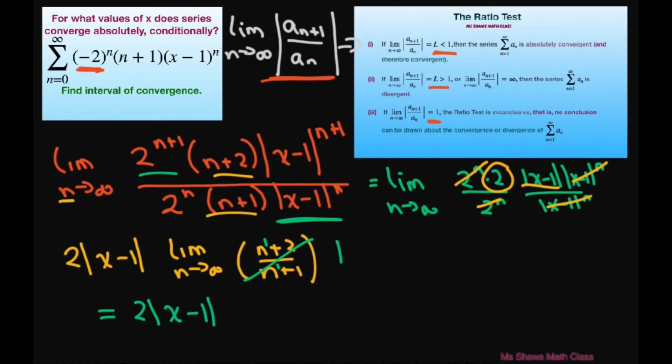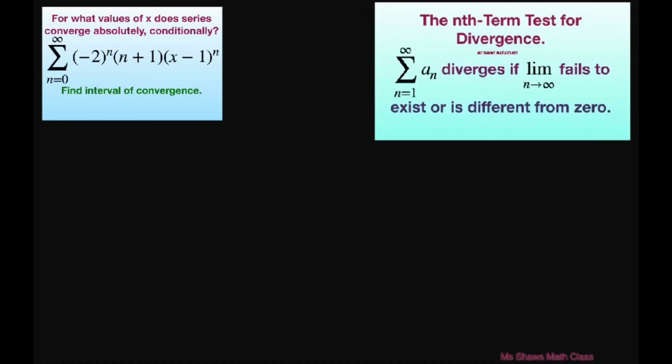Now the series converges absolutely when absolute value of x minus 1 is less than 1/2. It diverges when absolute value of x minus 1 is greater than 1/2. And if absolute value of x minus 1 equals 1/2, this is going to diverge. Remember, the ratio test is inconclusive there, but it diverges because the terms don't approach 0.